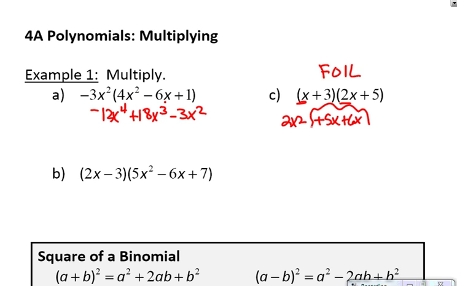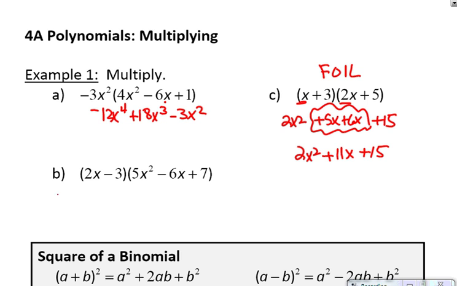We put those together because we're going to add those up in the long run. So the last would be 3 times 5 is plus 15. So I get 2x squared, then 5x plus 6x are like terms, give us plus 11x plus 15. You also can think of that as double distribute, and you can do it the same way as I'm getting ready to do example B.